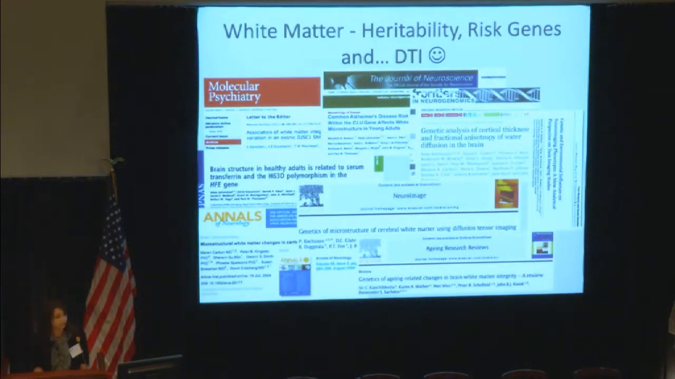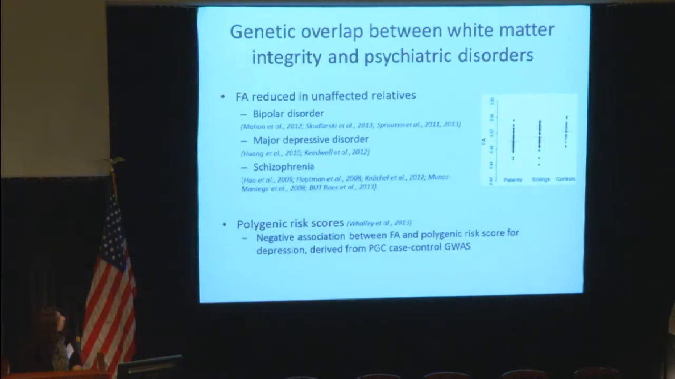So the white matter is rather heritable. It's been associated with a lot of risk genes, and DTI is now becoming more and more prominent in genetic studies. As I mentioned, there's a huge genetic overlap between white matter integrity and psychiatric disorders as well. Even polygenic risk scores have been associated with FA.